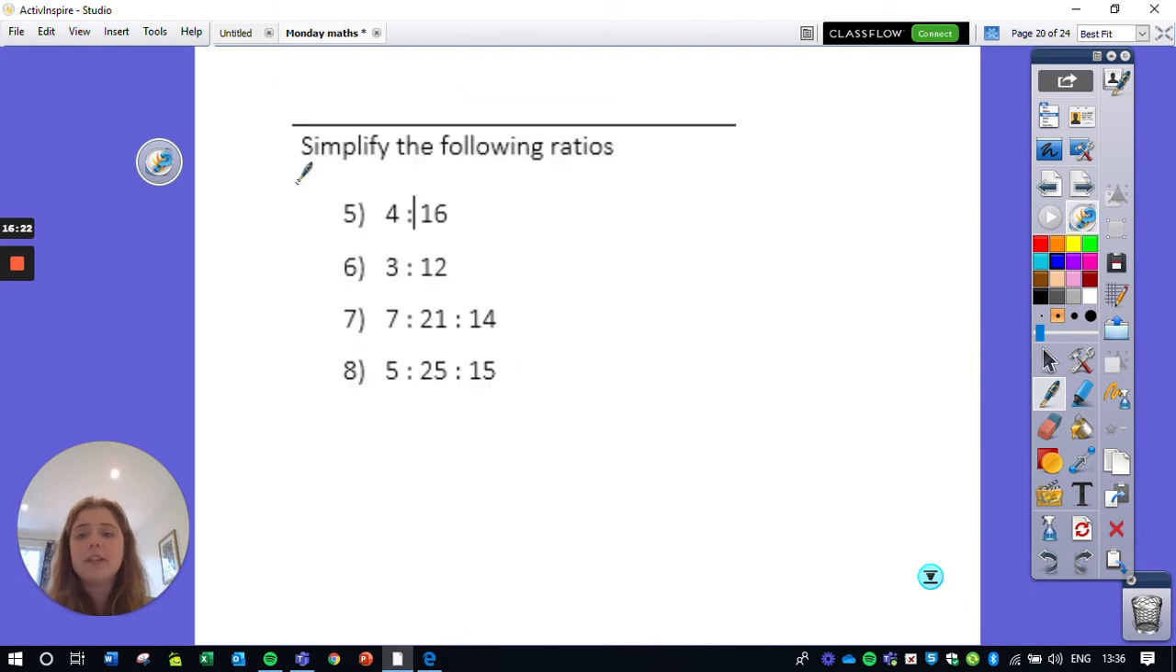Okay, for the next group of questions, you simply have the numbers and you just need to simplify them. You've already got the ratios written out, now simplify them. For question 7 and question 8, you're looking for the highest common factor of all 3 numbers. You can do this, it's what you've practiced before with fractions. Pause the video and try these 4 questions.